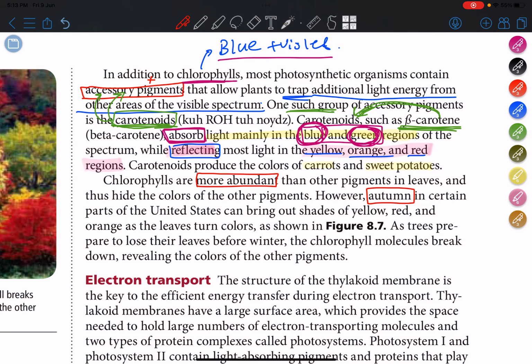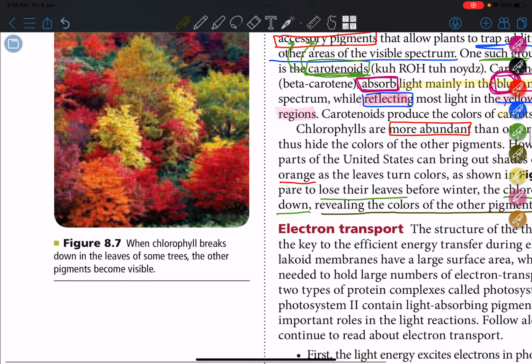However, autumn and fall in certain parts of the United States can bring out the shades of yellow, red, and orange as the leaves turn colors. Because the trees start to prepare to lose their leaves before winter, the chlorophyll molecules break down. Okay, this breaking down of chlorophyll reveals the colors of the other pigments. So, when chlorophyll breaks down in the leaves of some trees, the other pigments become visible.